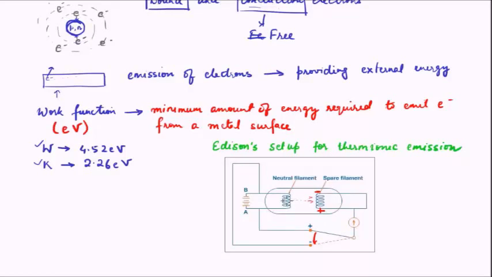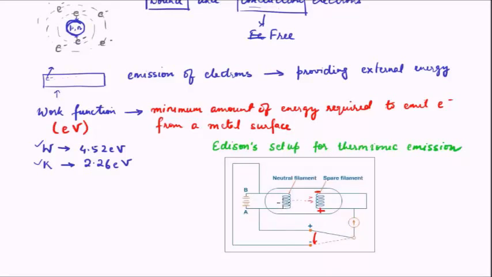Why? Because what is happening here is this is the filament, and this battery is leading to the heating of the filament, and that heat results in the emission of electrons. So basically what we see is electrons are being emitted by the heated filament. Fine. So now that we know what is thermionic emission and why it takes place, let us see what are the factors which affect the thermionic emission.